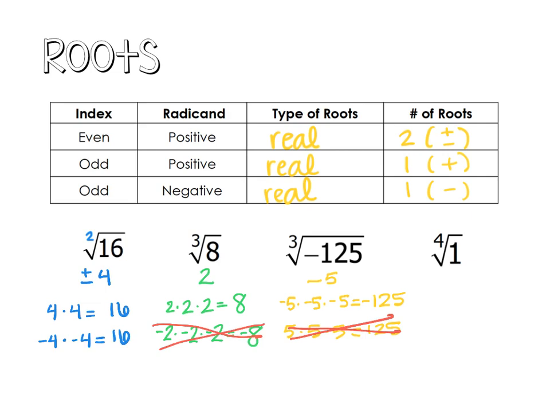Looking at the next one, I know the 4th root of 1 is 1. Now that even index and positive radicand tells me that it's going to have 2 roots. So that's actually going to be positive 1 and negative 1. Because 1 times 1 times 1 times 1 is 1. Negative 1 times negative 1 times negative 1 times negative 1 is also positive 1.